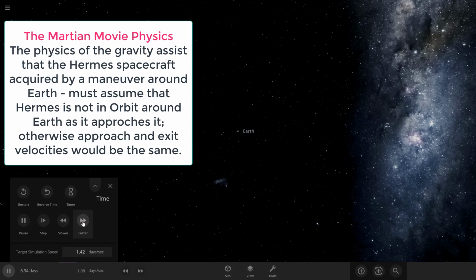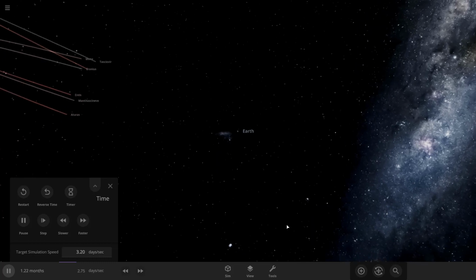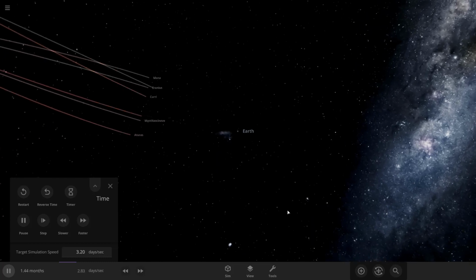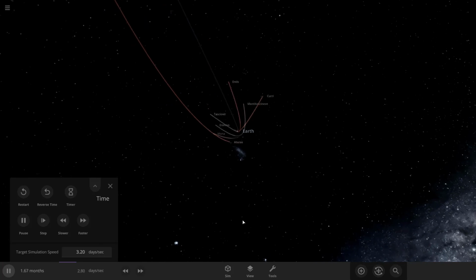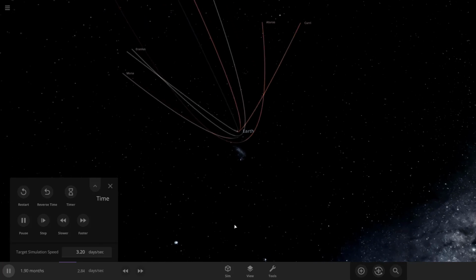So this is an example of what we're seeing in the Martian movie, where the Hermes approaches Earth, trajectory set so it'll come back on the other side, and we're going to compute what that velocity is. So here, of the 7 trajectories of asteroids, looks like 2 came back perfectly on the other side.